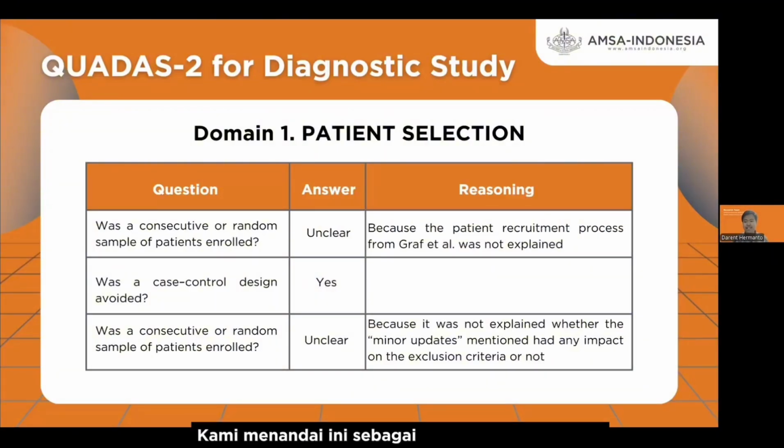We mark this as unclear because the source material did not explicitly explain the recruitment process. Similarly, for the follow-up question regarding patient enrollment, we also found it unclear. The study mentioned minor updates but failed to clarify if these updates impacted the exclusion criteria. On a positive note, we can confirm that a case control design was avoided, which helped reduce potential selection bias in the study.